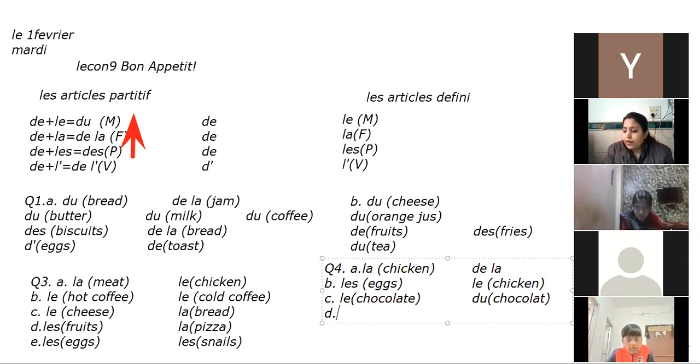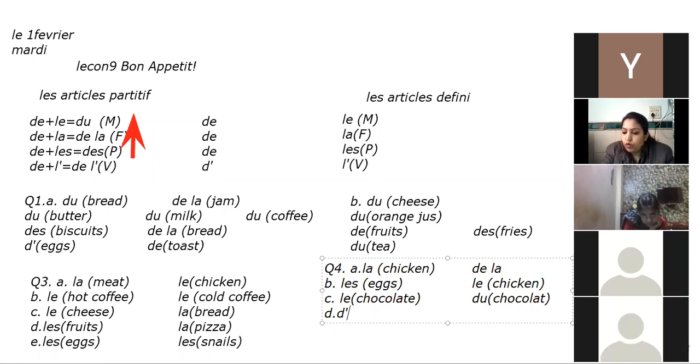B part, il n'y a pas dash eau dans le frigo. There is no water in the fridge. Now, il n'y a pas is a negation, so you will write d' here. Il n'y a pas d'eau dans le frigo, because the sentence is negative.